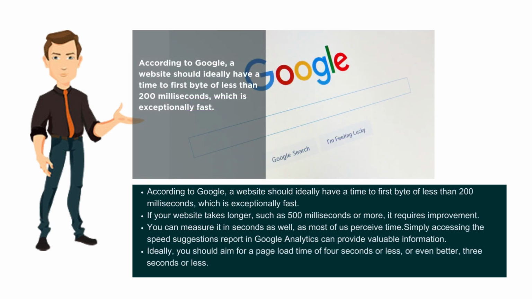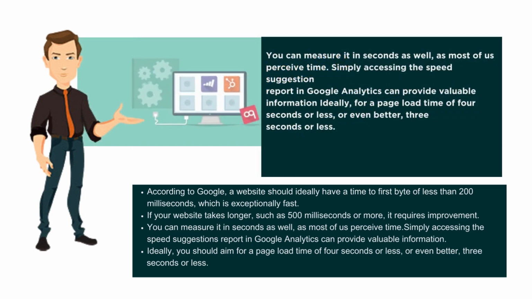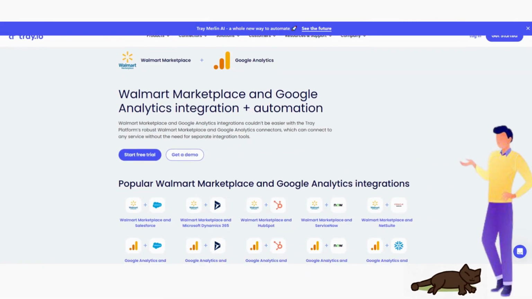According to Google, a website should ideally have a time to first byte of less than 200 milliseconds, which is exceptionally fast. If your website takes longer, such as 500 milliseconds or more, it requires improvement. You can measure it in seconds as well, as most of us perceive time. Simply accessing the speed suggestions report in Google Analytics can provide valuable information. Ideally, you should aim for a page load time of 4 seconds or less, or even better, 3 seconds or less.